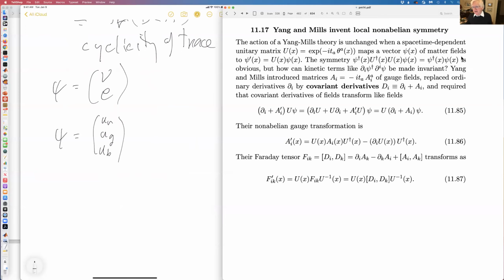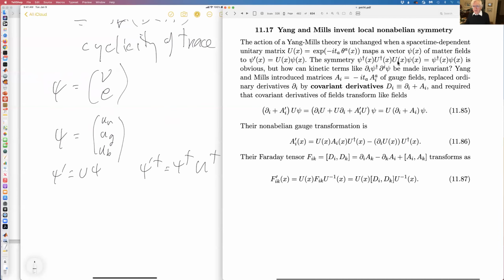And so psi dagger psi is invariant under a unitary transformation, because psi prime would be u psi, and psi prime dagger would be psi dagger u dagger. Putting the two of them together, you just see u dagger u. Well, that's unitary, so this gives you the identity. So it was clear that you could do this.